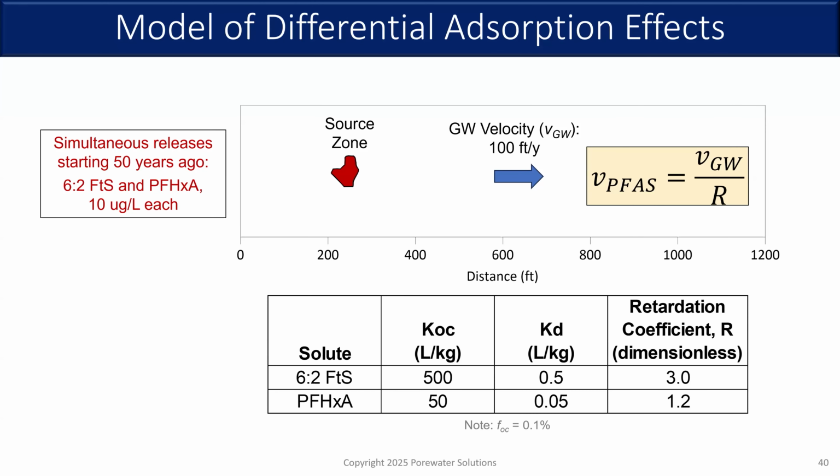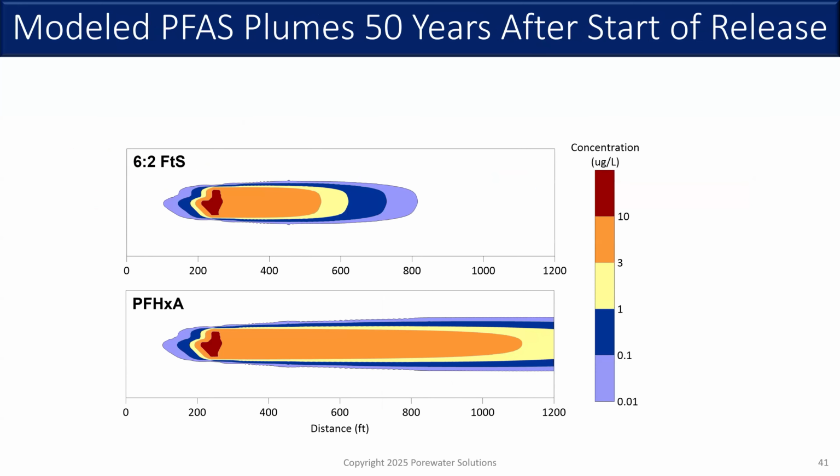So just using some simple numbers, let's assume 6,2-FTS has a KOC 10 times higher than PFHxA. Let's assume FOC is 0.1%. So we calculate that 6,2-FTS, the plume is actually moving 3 times more slowly than PFHxA. So when you model them, and you model the releases starting at the same time, same source concentrations, we see PFHxA has gone a lot further because it doesn't absorb very much compared to 6,2-FTS. And the retardation has held back that 6,2-FTS plume.